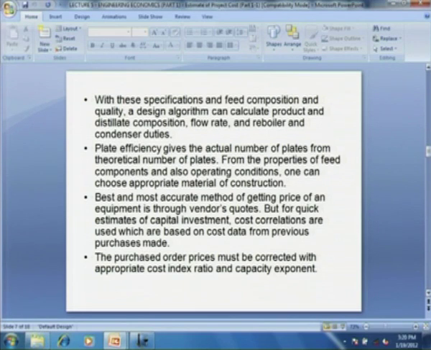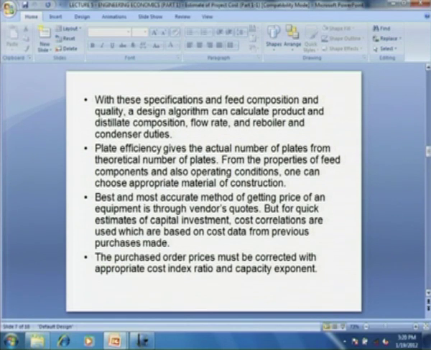This is applicable for all equipment, that you have to see the properties of the fluid or material that the equipment is handling before choosing the material of construction. And the best and most accurate method of getting the price of an equipment quickly is through vendor's quotes, but getting a vendor quote is not an easy task. Even to prepare a quote, the vendor has to spend sufficient time. So, unless and until he gets a firm order, he may not be able to give a quotation.